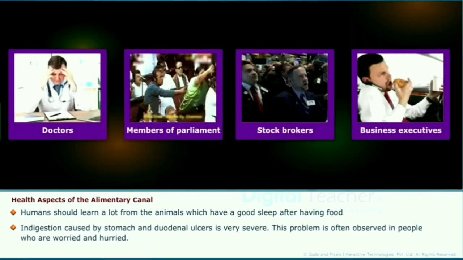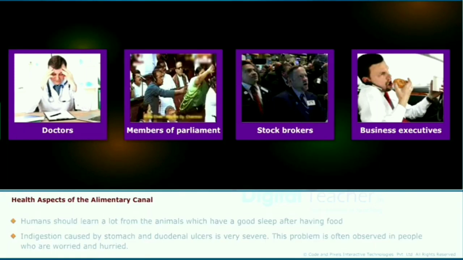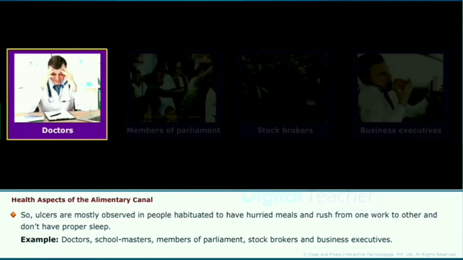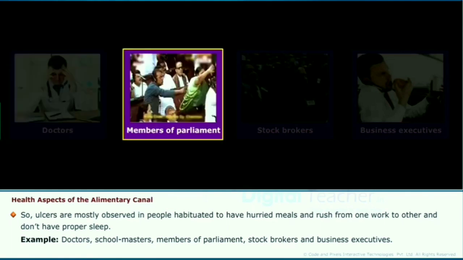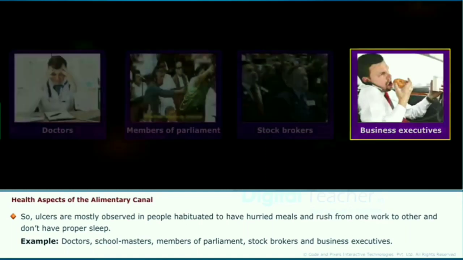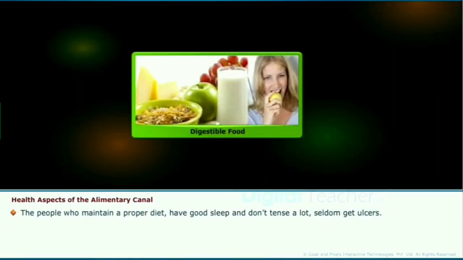Indigestion caused by stomach and duodenal ulcers is very severe. This problem is often observed in people who are worried and hurried. So, ulcers are mostly observed in people habituated to have hurried meals and rush from one work to other and don't have proper sleep. Example, doctors, schoolmasters, members of parliament, stockbrokers, and business executives. The people who maintain a proper diet, have good sleep, and don't tense a lot seldom get ulcers.